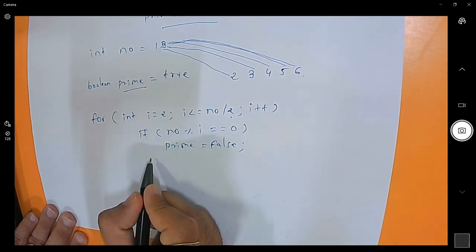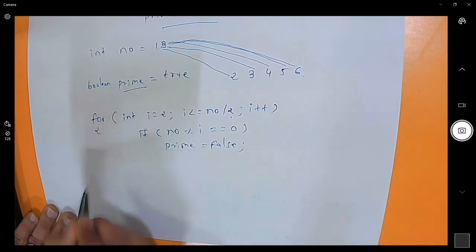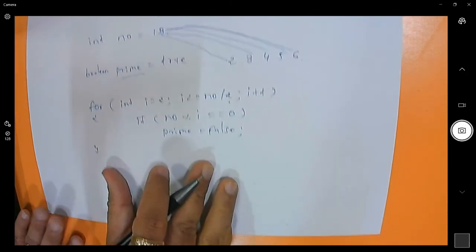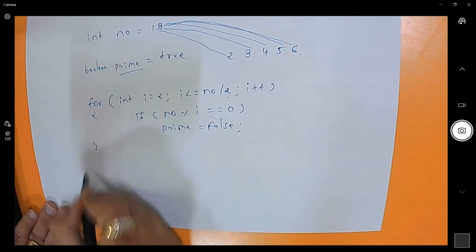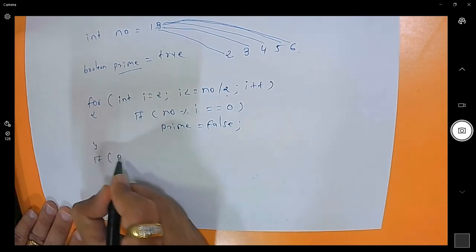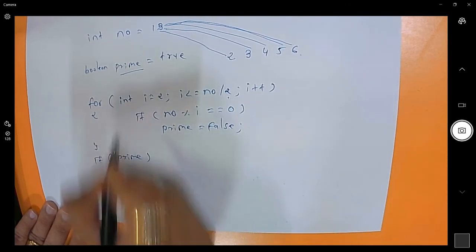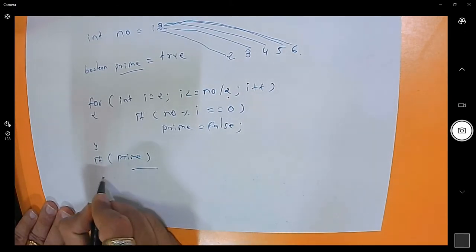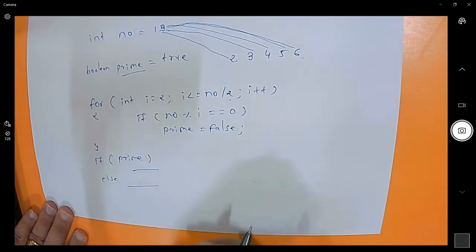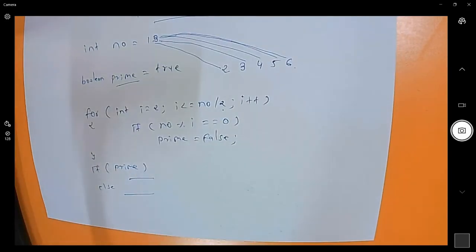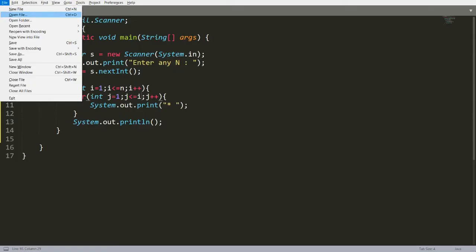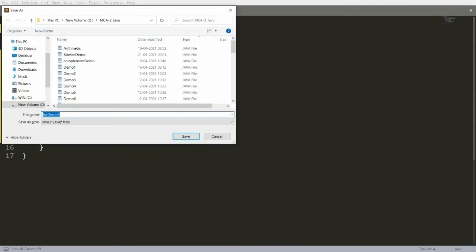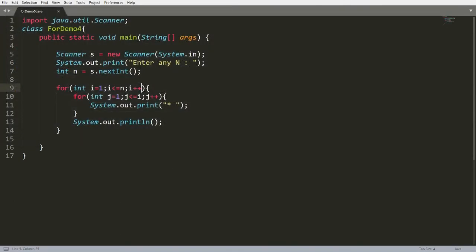No need to write else. This is simple if. After the end of the loop, if it is still true, then you can say the given number is prime. Else we can say given number is not prime. So let me write the code for the same. I'm just saving this program as 4demo5.java.